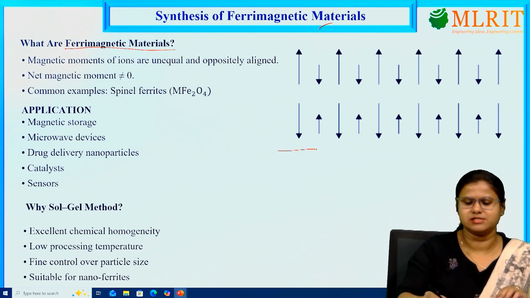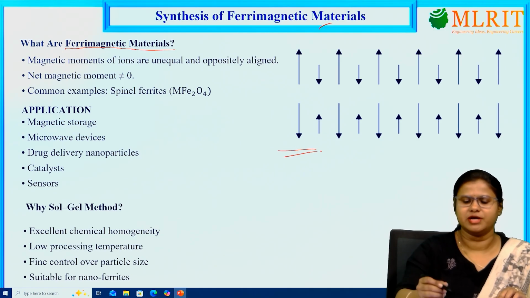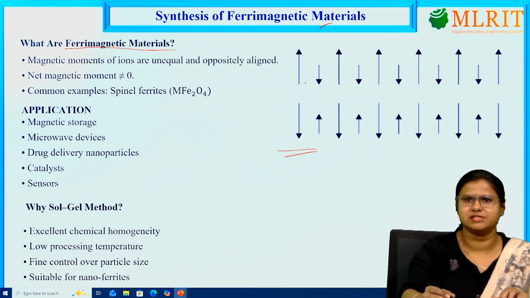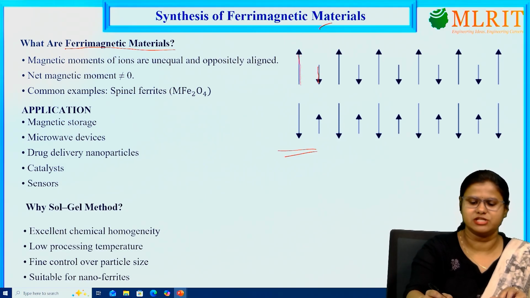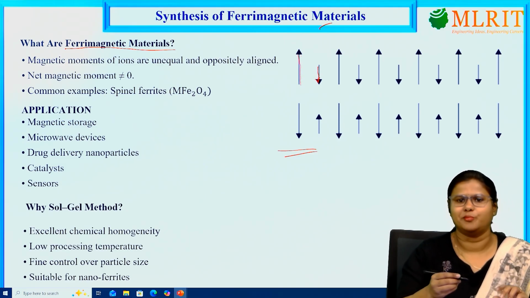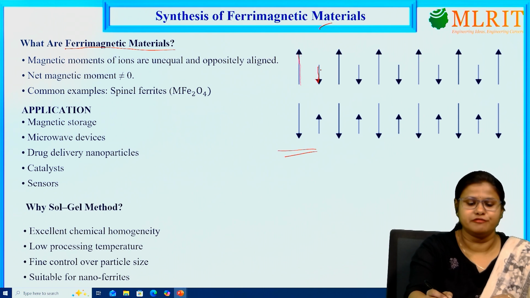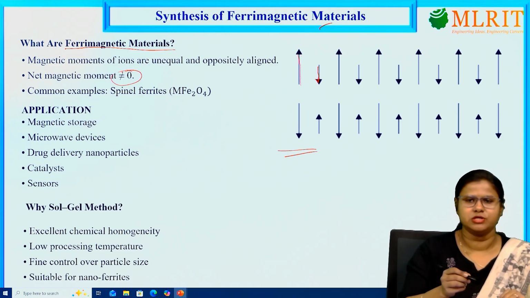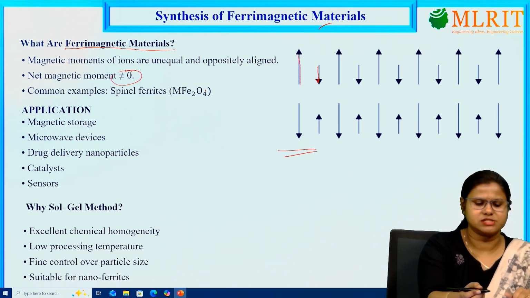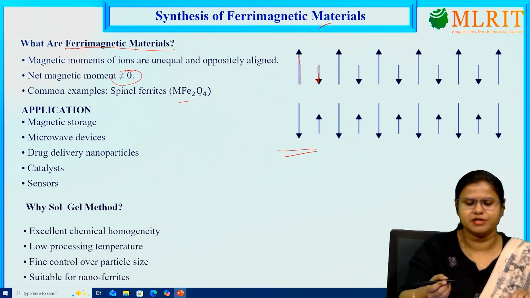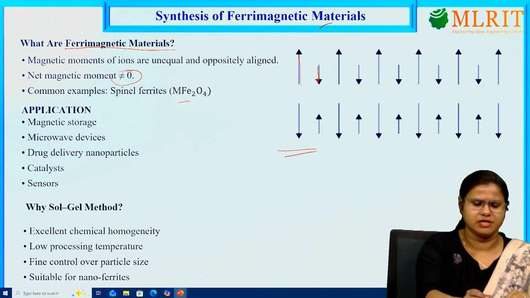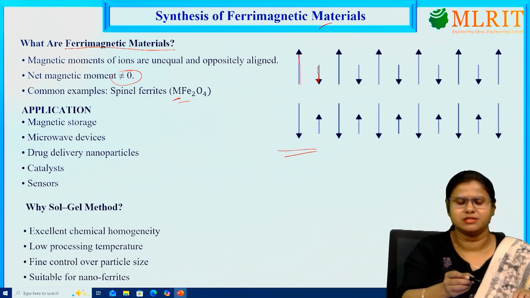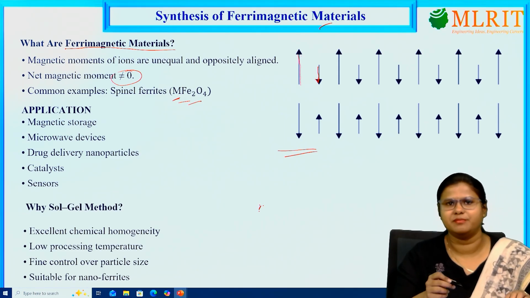Here there is a diagrammatic representation which shows the magnetic moments of ions. We can see that these are oppositely aligned. The magnetic moments are in opposite directions, and they are of different magnitude. That's why the net magnetic moment will be non-zero. A common example of this is spinel ferrite, which is MFe2O4, where M stands for any metal. This is an example of a ferrimagnetic material.